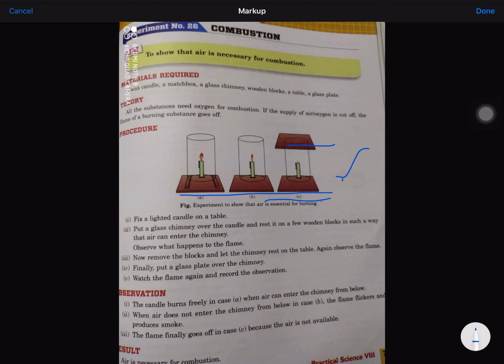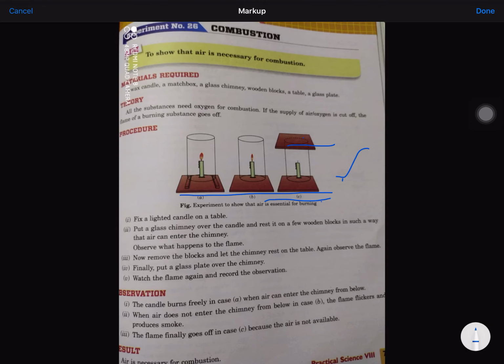You can keep a candle on the table, or simply you can take a glass and put the candle in that glass. Fine. You will see, as in the second picture, that the candle is burning, not very bright, and then you have to keep the plate on the glass. Then what will you see? It will be extinguished. So you can do it yourself.